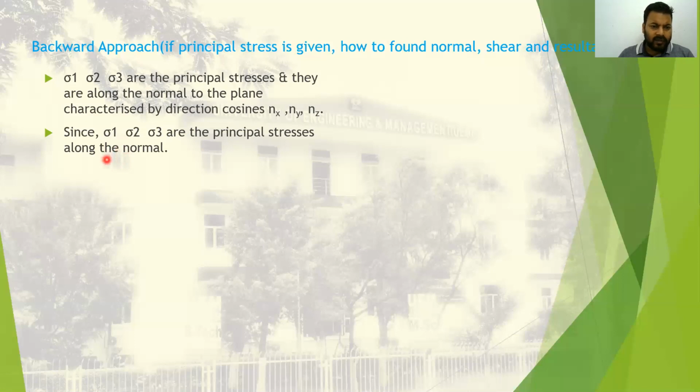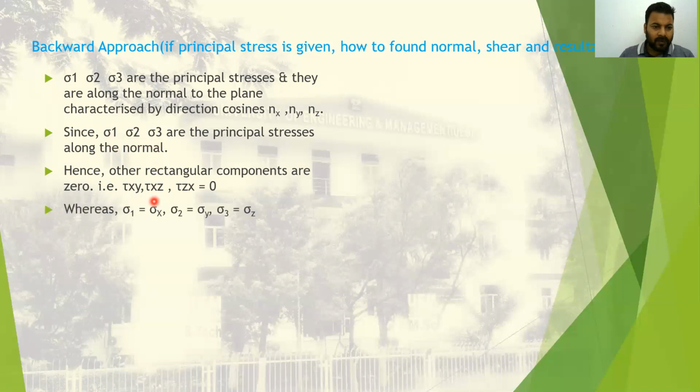Since sigma 1, sigma 2 and sigma 3 are principal stresses along the normal, the other rectangular components tau xy, tau xz and tau zx are 0. This is the reason the other rectangular components are 0. And sigma 1 can be written as sigma x, sigma 2 as sigma y, and sigma 3 as sigma z.